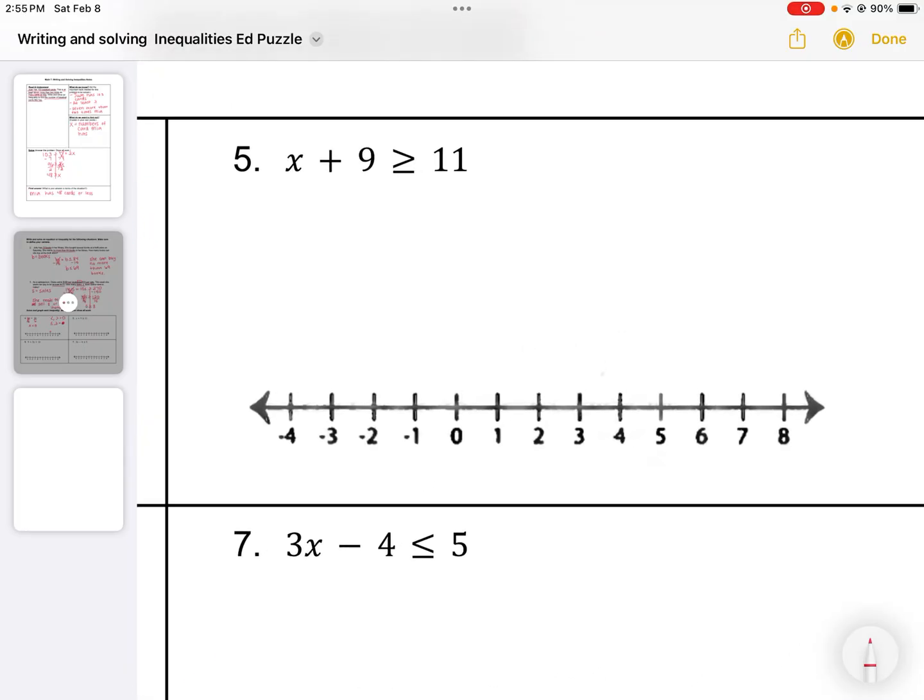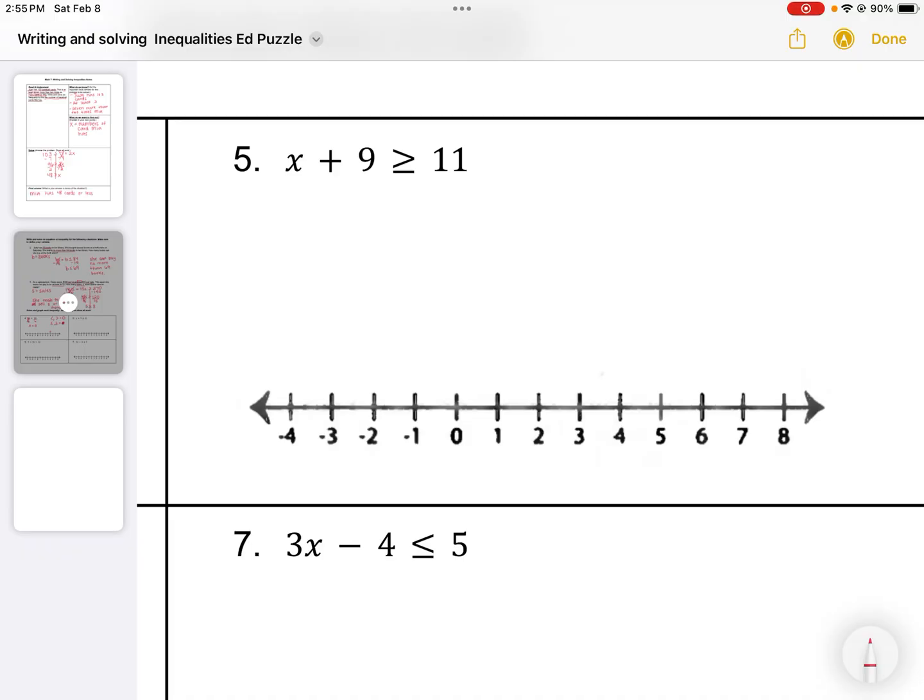Number 5. Again, I'm going to solve this inequality and graph my answer on the number line down below. The first step I need to do is see if there's any like terms that I can combine. No, there is not any like terms that I can combine. The next step that I need to check for is: is there any adding or subtracting? Yes, I do see plus 9, so I want to get rid of it by doing the inverse operation.